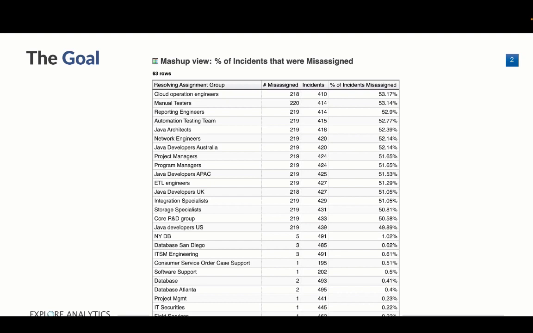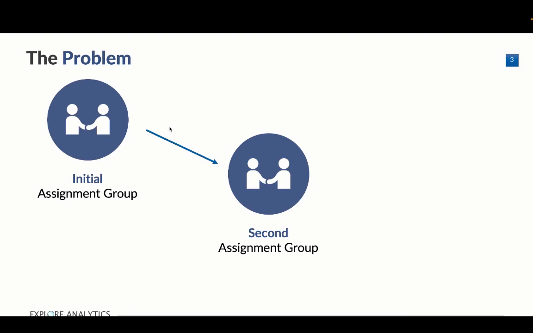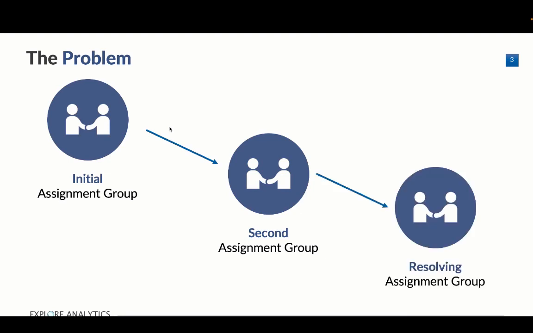So this is the report that we're building towards, but if you've tried to build reports similar to this in ServiceNow, you may discover that there's a little bit of a data problem that gets in the way. The problem is you start with the initial group, it goes to a second, maybe third or fourth assignment group, and then eventually is handed to the resolving assignment group. And we want to simply look at where the initial assignment group and the resolving assignment group are not the same. But in terms of where that data sits, the incident table will store just the resolving assignment group.